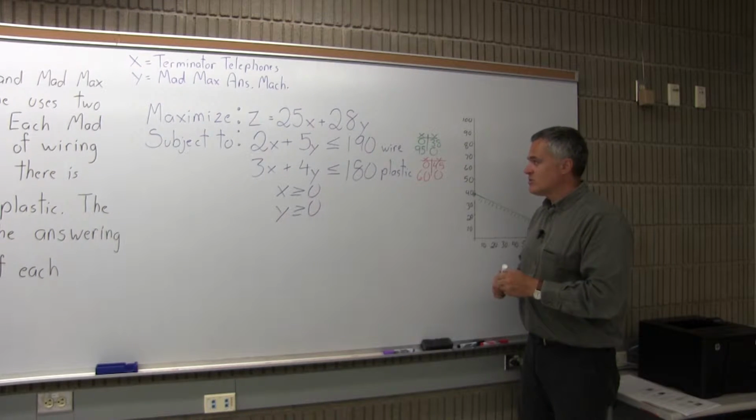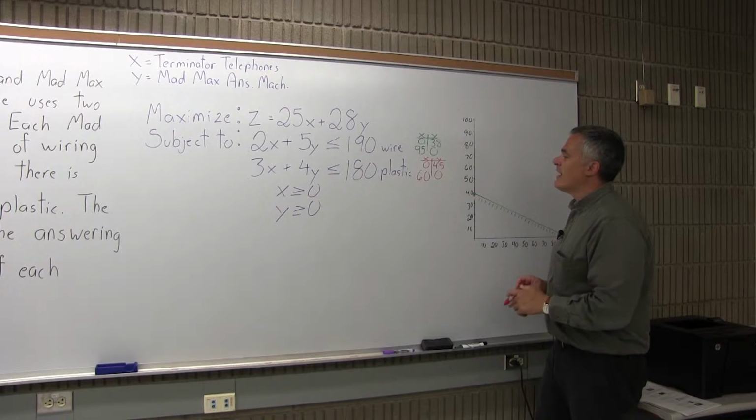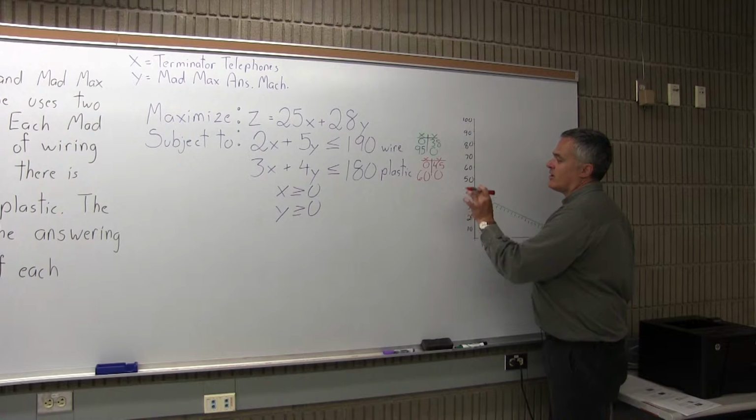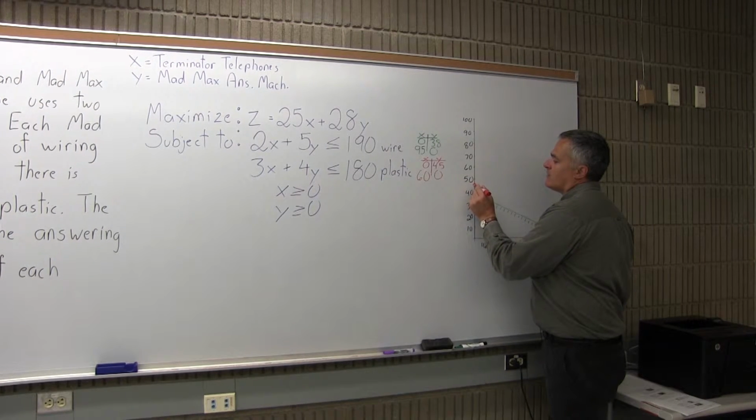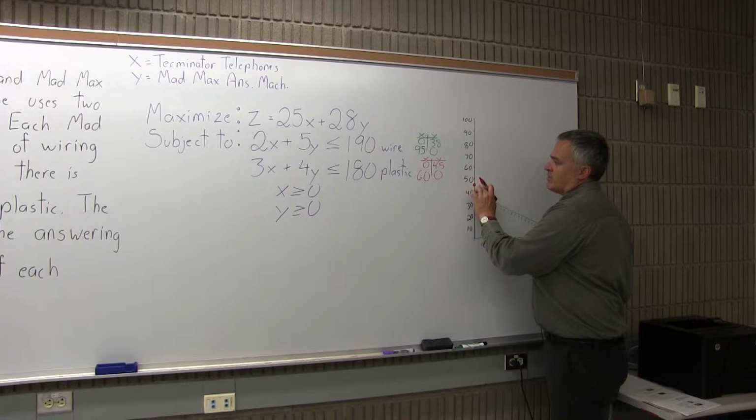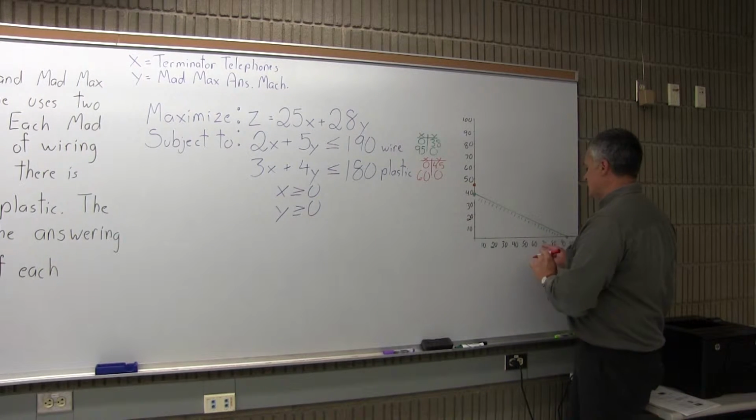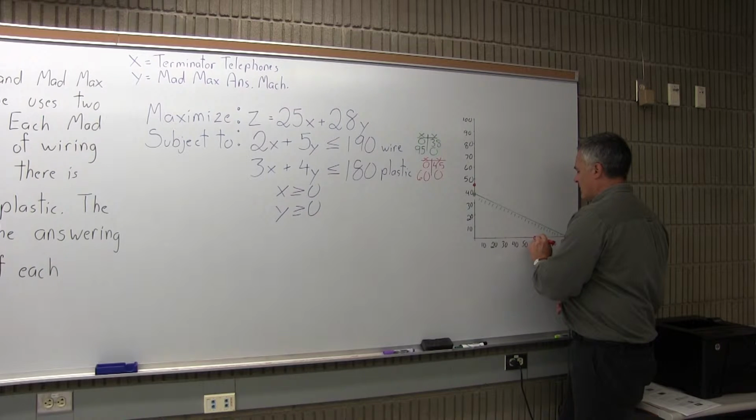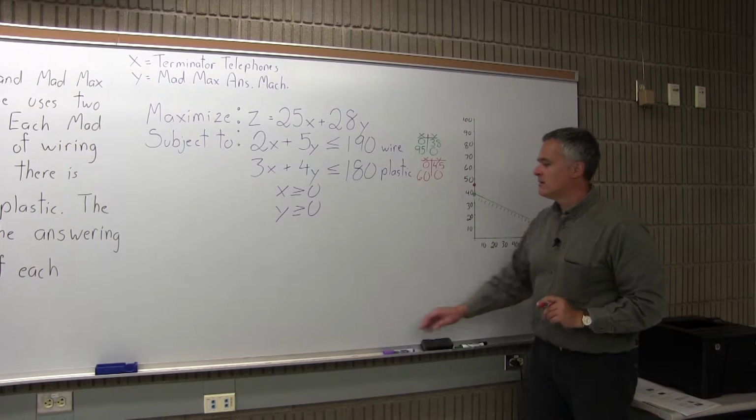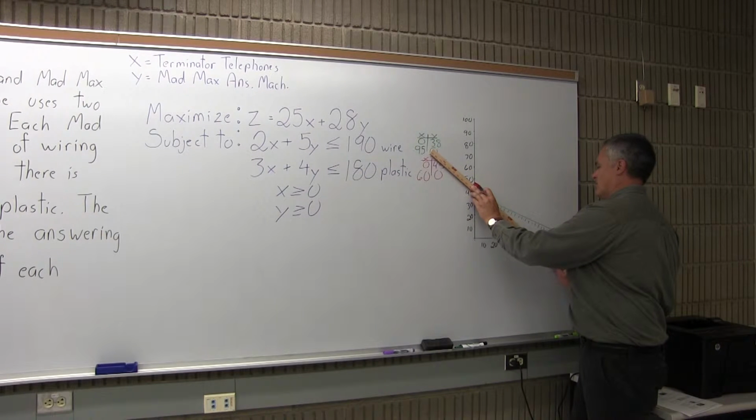Now the plastic constraint, which I've done in red, one point to graph that is over 0 up 45, again, which is not exactly on my number scale, but just between the 40 and the 50, I'll estimate by eye that 45. I go over 0 up 45, and I put a red dot. And then the other dot to graph that would be over 60 up 0. And I'll connect those two dots, and I'll make a red line.